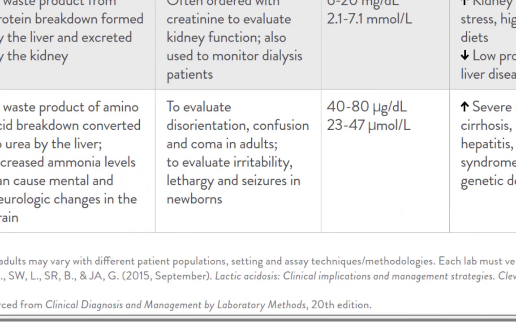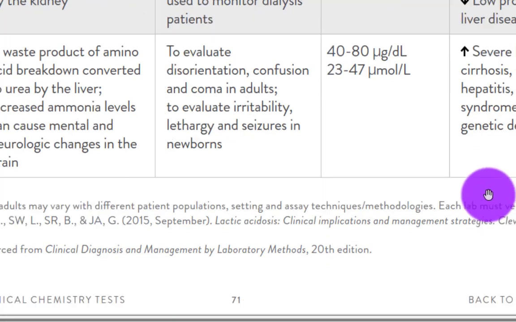Ammonia, NH4, a waste product of amino acid breakdown converted to urea by the liver. Increased ammonia level can cause mental and neurological changes in the brain. To evaluate disorientation, confusion, and coma in adults, to evaluate irritability, lethargy, and seizure in newborns. The range is from 40 to 80 milligram per deciliter. Increase in severe liver diseases, cirrhosis, severe hepatitis, Reye's syndrome, inherited genetic deficiencies.